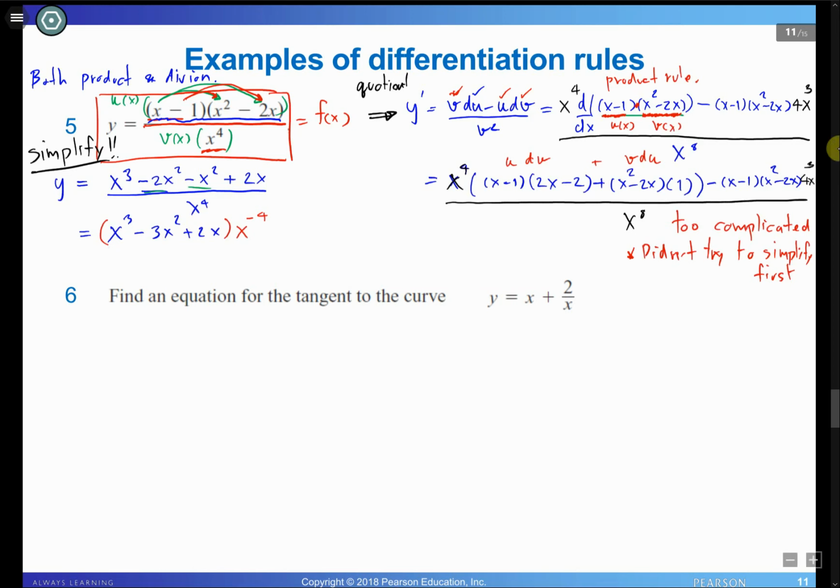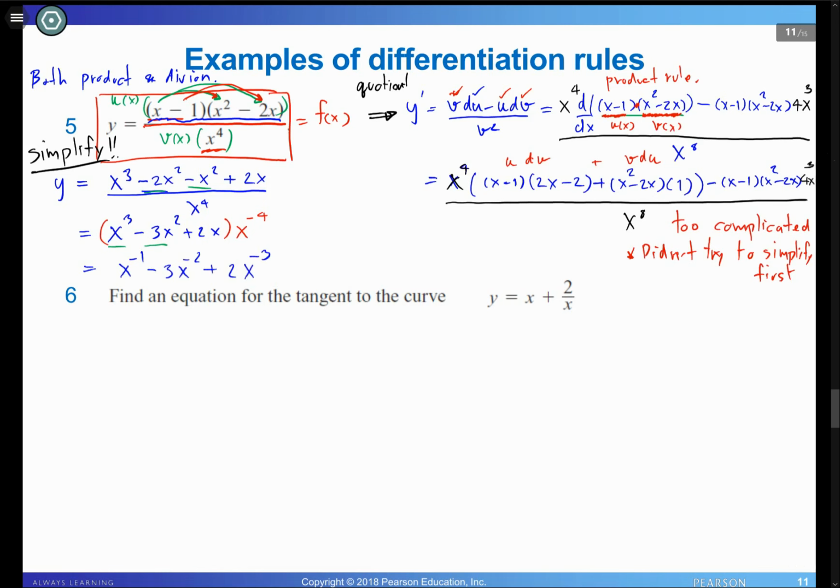So first term goes with minus 4. It's going to become x to the power of minus 1. Okay, next term. This one times x to the power of minus 4. I get minus 3x to the power of minus 2. Next term, plus 2x to the power of minus 3.